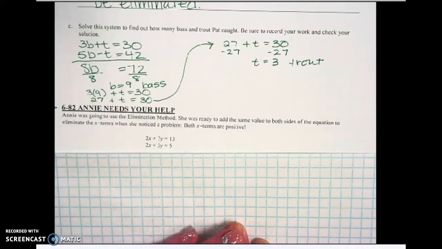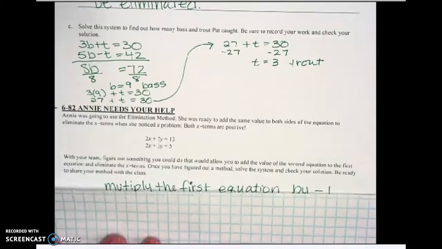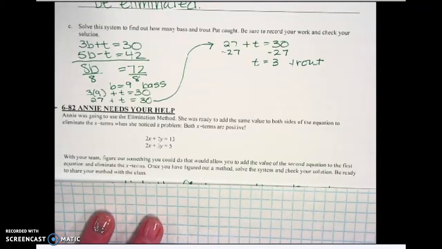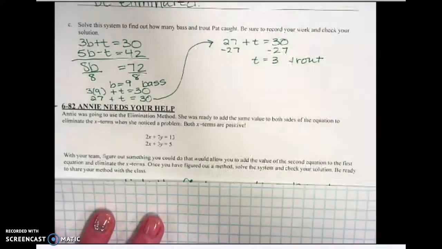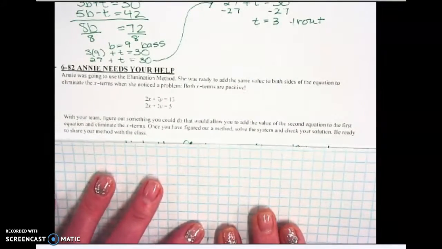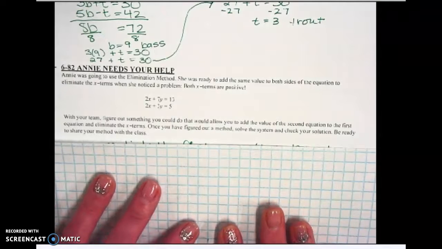When you have the same coefficients, there's an easy solution. Does anybody know what it is? Oh, lots of people. What do you think it is, Dustin? Turn one of the equations negative, okay? So that's what we're going to do with your team. Figure out something you could do that would allow you to add the value of the second equation to the first equation and eliminate the x terms. Once you have figured out a method, solve the system, okay?